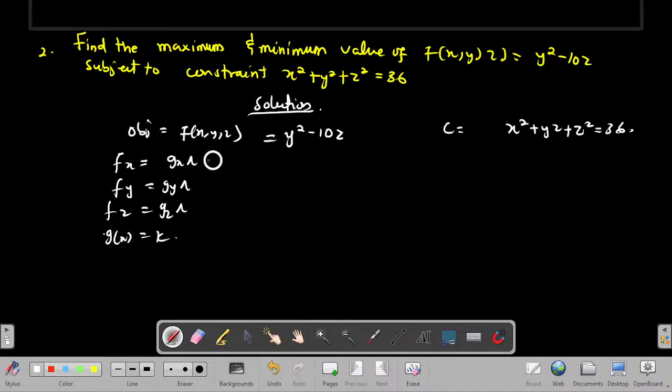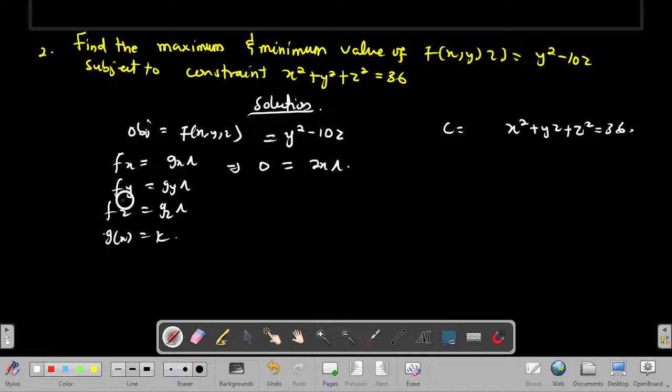So let's write this equation. What is f sub x? In my function, there is no x, so it is zero. Say that it should be equal to g sub x. What is g sub x? When I differentiate, I'll write my x times lambda.